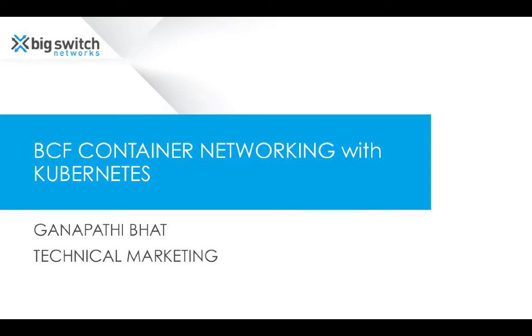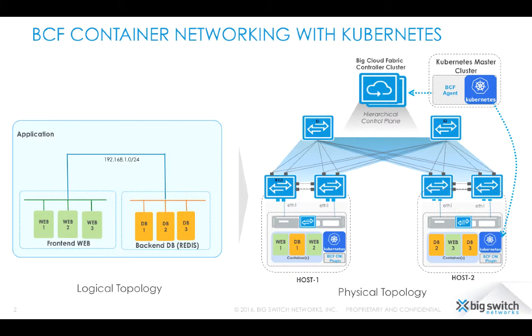Welcome to the video demonstration of Big Cloud Fabric container networking with Kubernetes container orchestration. I plan to show the demo in two parts. First, I will demonstrate how the Big Cloud Fabric P+V physical and virtual fabric solution with Kubernetes integration enables dynamic networking for application containers as and when they are deployed through Kubernetes. In the second part, I will demonstrate the visibility and troubleshooting aspects of container networking using Big Cloud Fabric.